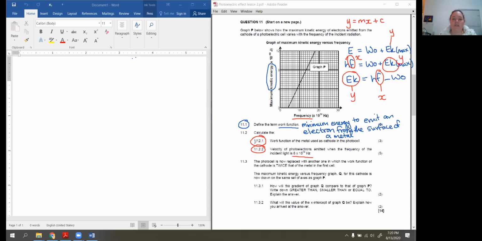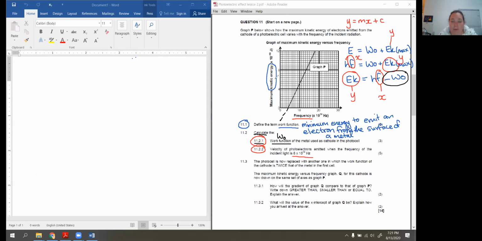So the first question asked us to calculate the work function. Now the work function is W0. If I look at this equation, W0 is going to be my y-intercept, which is a little bit of a pain because I can't actually see it, which is why they told you to calculate, not just to determine. So in order to calculate this, I've got to do a little bit more work. At this point, I also don't know the kinetic energy necessarily. So I may have to do a little bit of thinking around this.